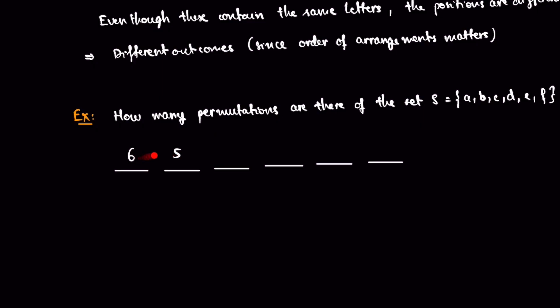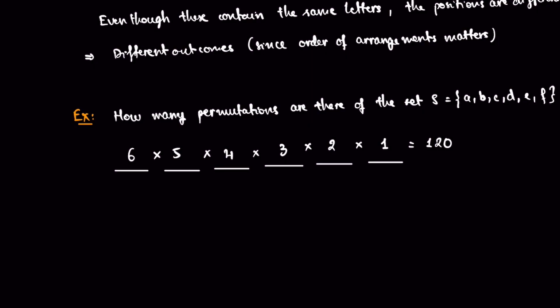Because you already chose 2 different choices here for the first 2 slots, you only have 4 letters left for the 3rd slot. So there's only 4 choices here, and for the next slot, you only have 3 choices, and here you have 2 choices, and then 1 choice. And the number of permutations of the set S is going to be 6 times 5 times 4 times 3 times 2 times 1, and this is going to be equal to 120 permutations, or there are 120 different ways to arrange the 6 letters into 6 different spots.